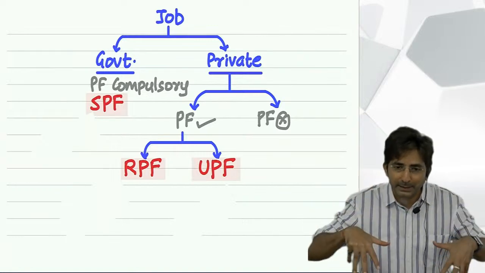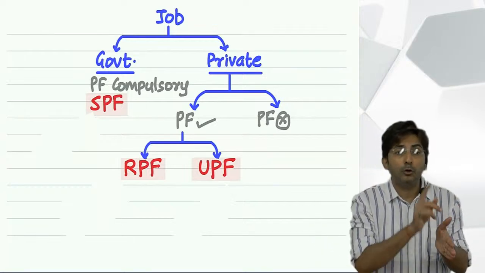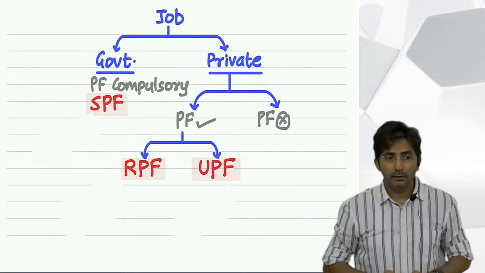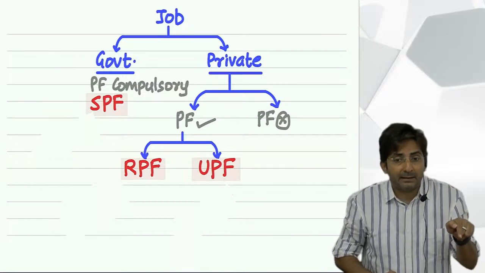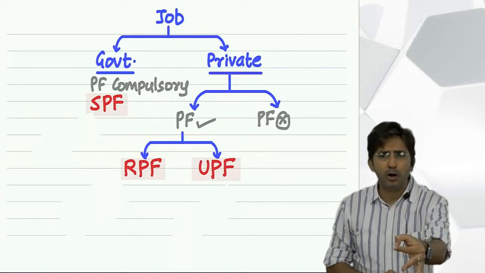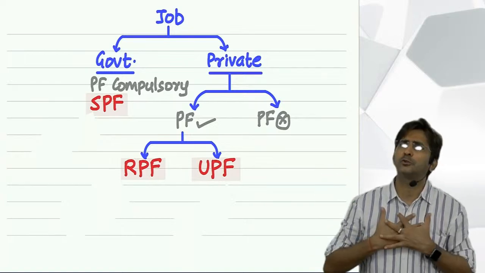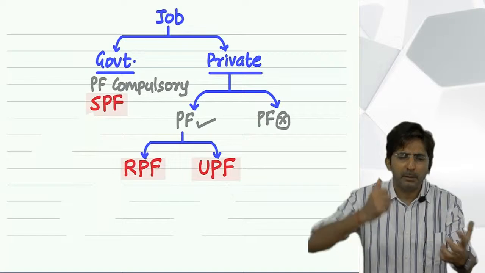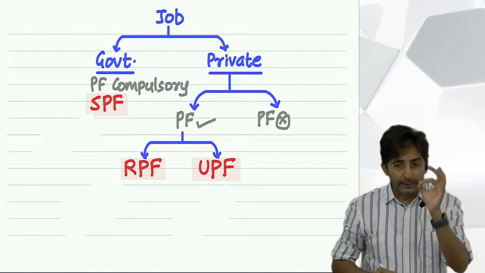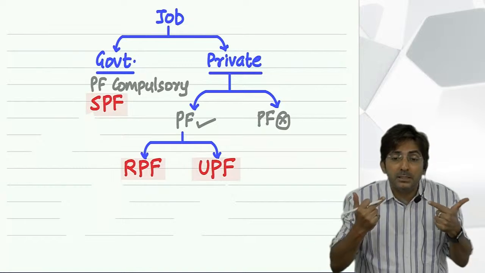There are 2 acts. Provident Fund Act 1925, and the other one is Provident Fund Act 1952. So the 1925 Act governs government jobs. And that act says in every government job, Provident Fund should be there. Because people treat a government job as a secure job, and in a secure job, if Provident Fund is not there, it is a lack of security. So that's why in every government service there is a Provident Fund. And since it is compulsory, it becomes statutory.